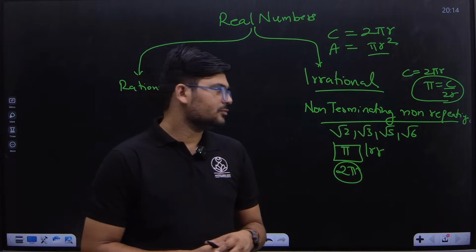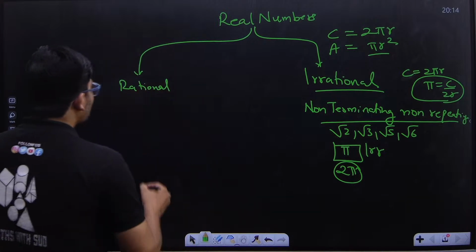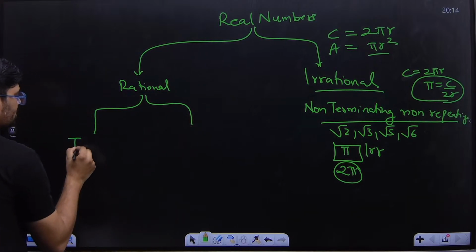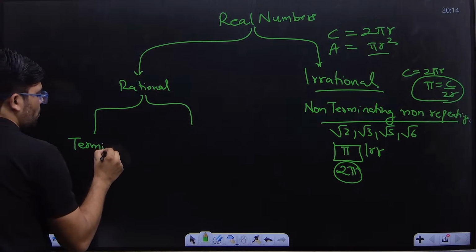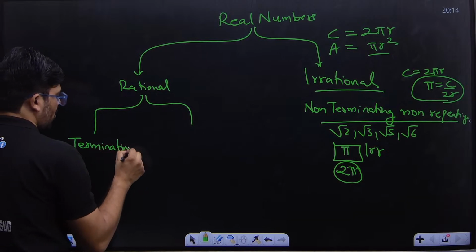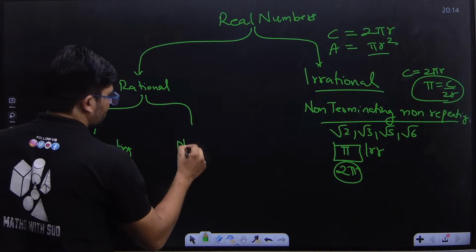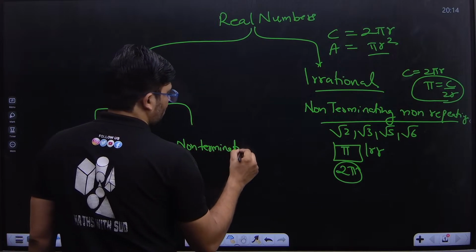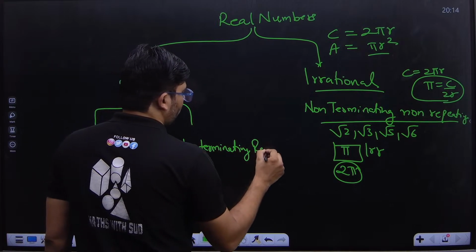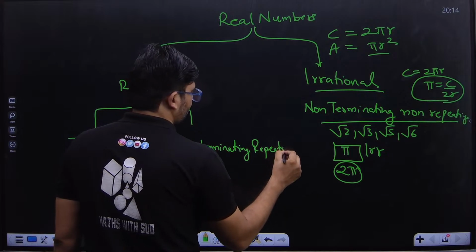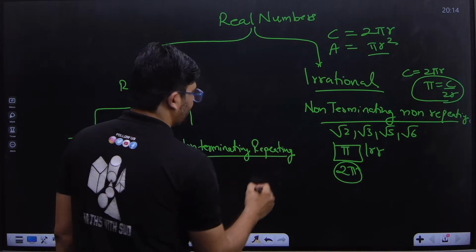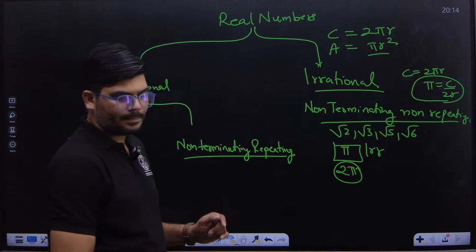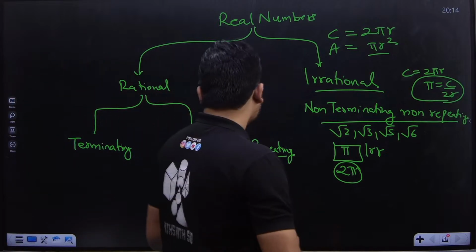Rational numbers are of how many kinds? Two kinds. One is terminating and the other one is non-terminating, but what is happening is that it is repeating. Non-terminating, repeating. Are you getting it?